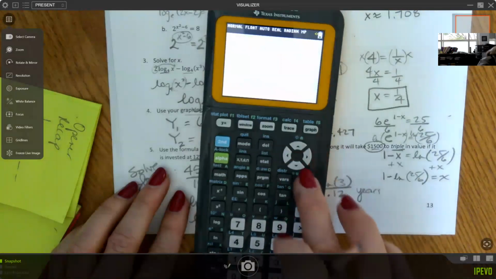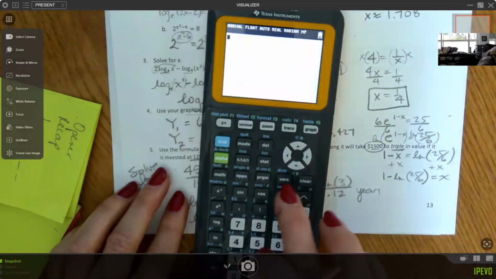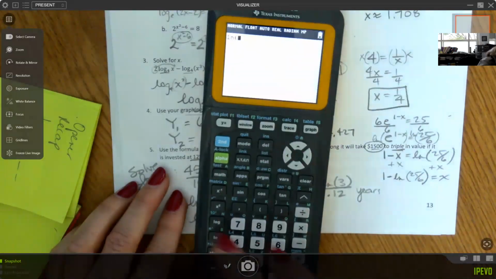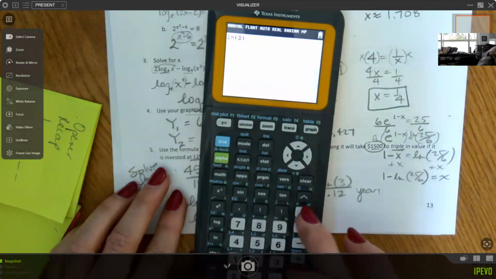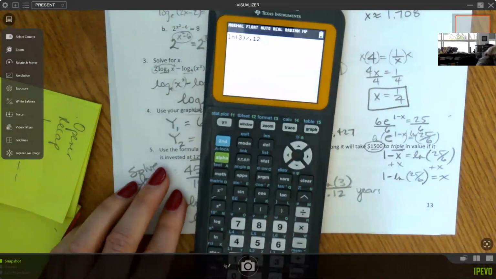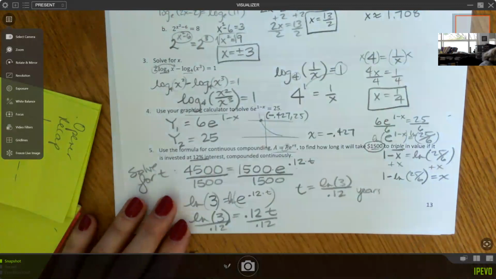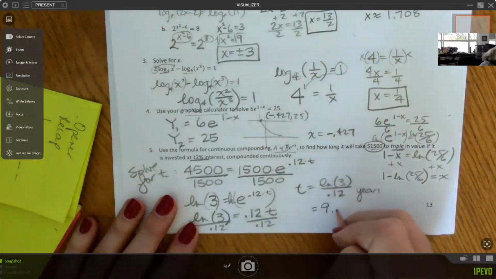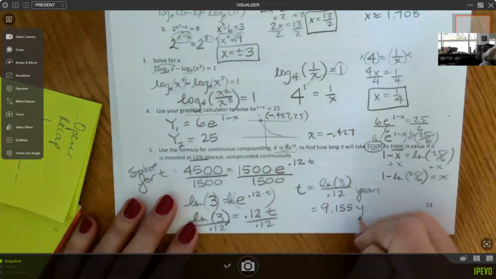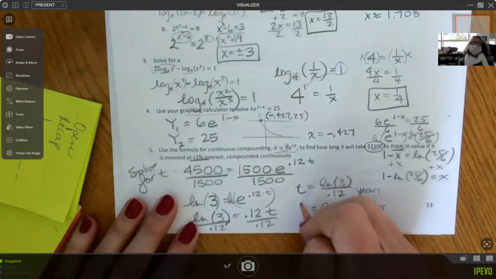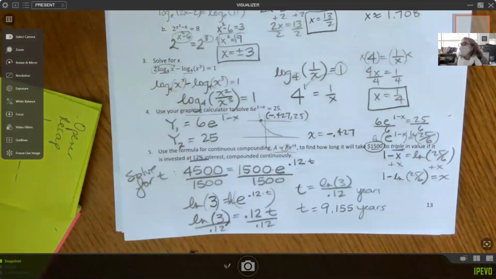Okay. So natural log of 3 divided by 0.12. Okay, so that means 9.155 years. I don't know, that seemed to me kind of surprisingly short. I'm like, I gotta find an account that gives me 12% interest, right? It's not really, that's a very high interest rate currently. So, okay.